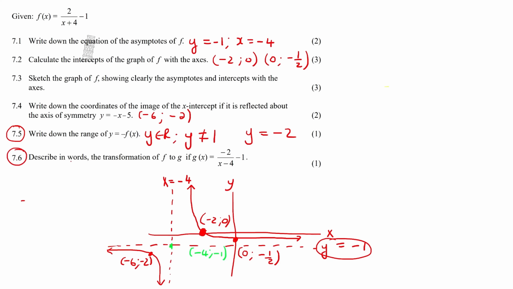Okay, and this last question: describe in words the transformation if you go from f to g. If you look at the original equation for f, it is 2 over x plus 4, take away 1. Whereas this new equation, g of x, is going to be minus 2 over x minus 4, minus 1.